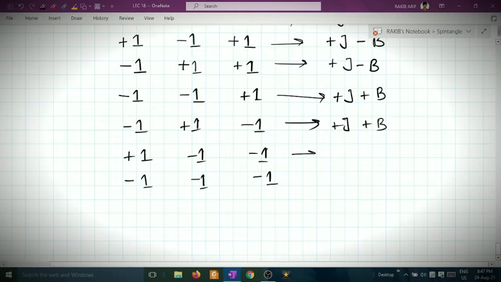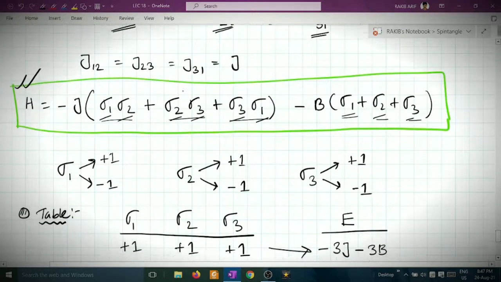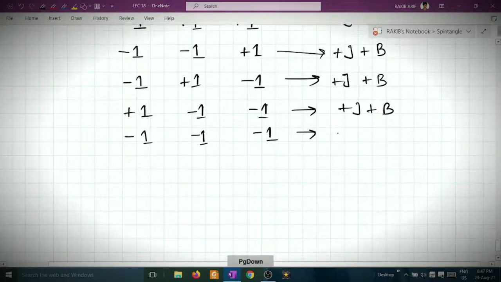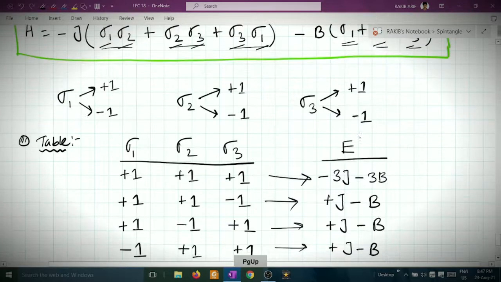This is nothing but intuition. Okay, you can make intuition. And in the last term you can check this thing. What will be the last term? Minus 1 minus 1 minus 1 combination, what will it give? Say minus 1, this will become plus, minus 1, this will become plus, and this will become plus, therefore minus 3j, and minus 1 minus 1 minus 1, that means this is plus 3b. So minus 3j plus 3b, these are the combinations.